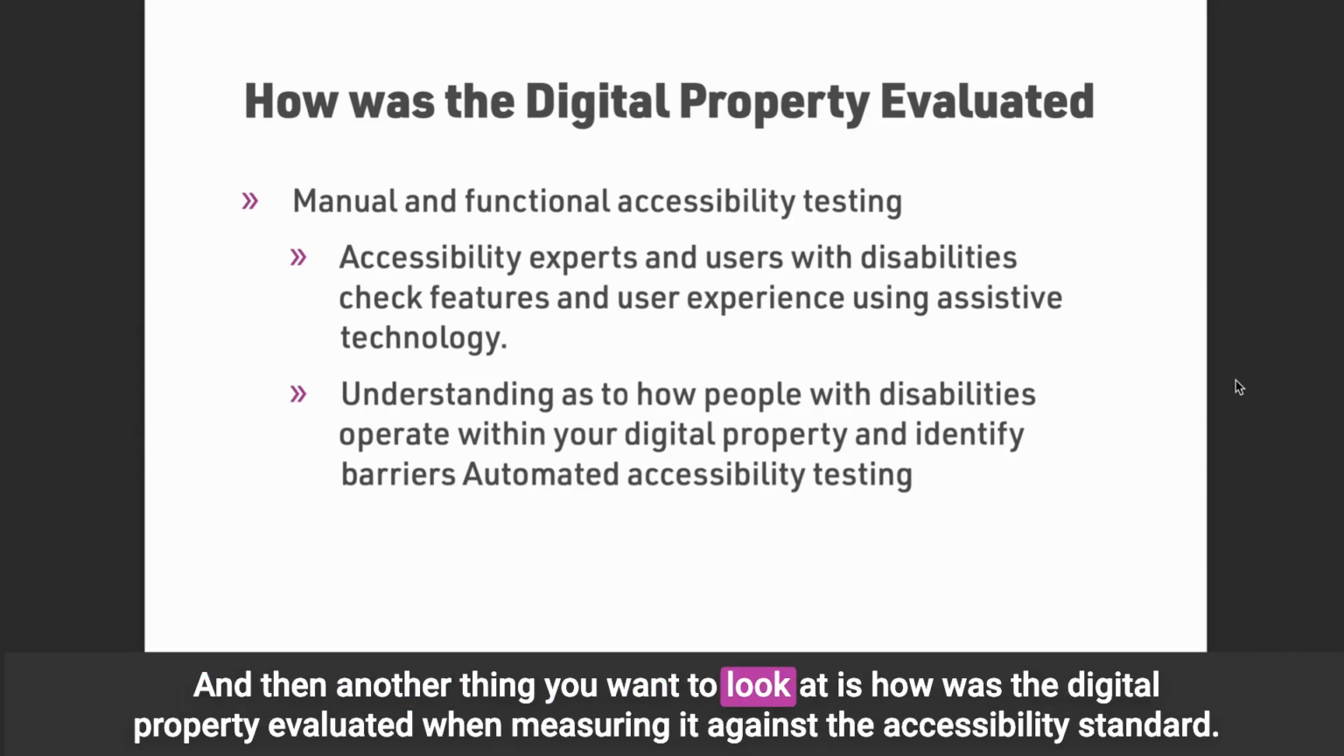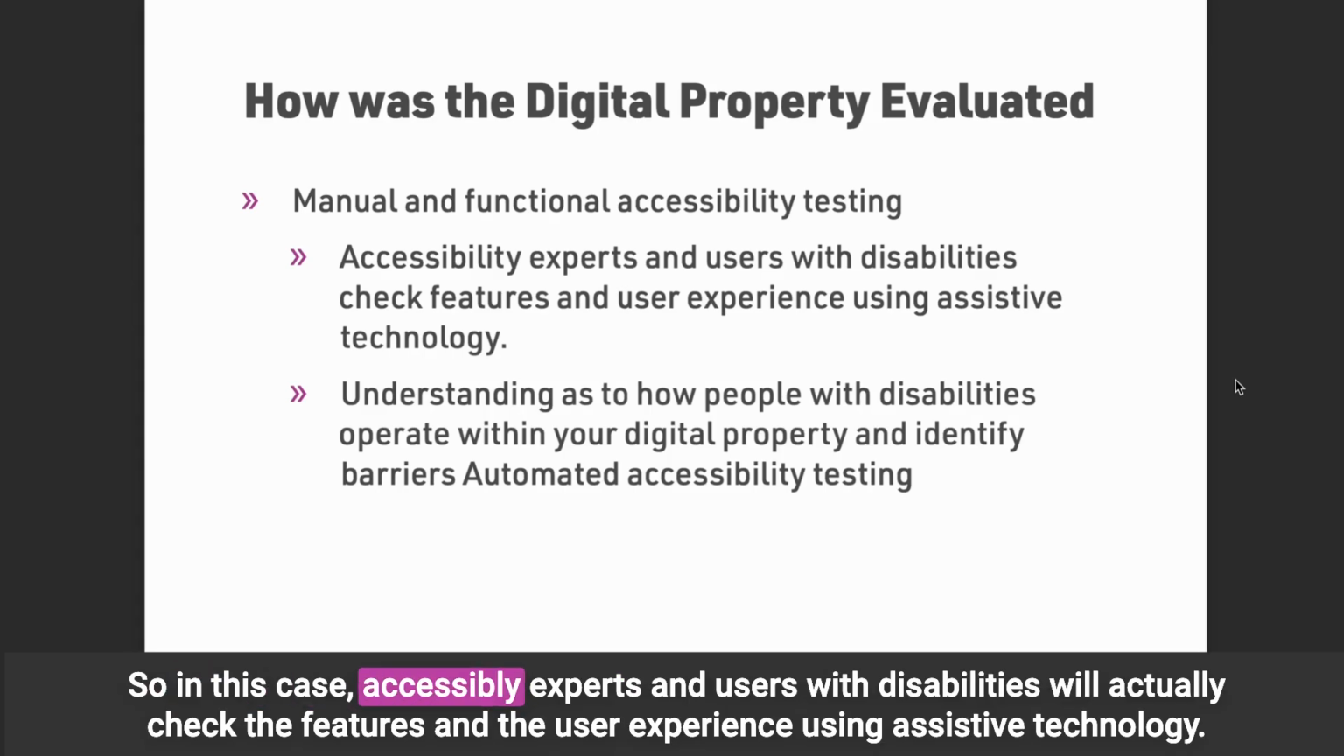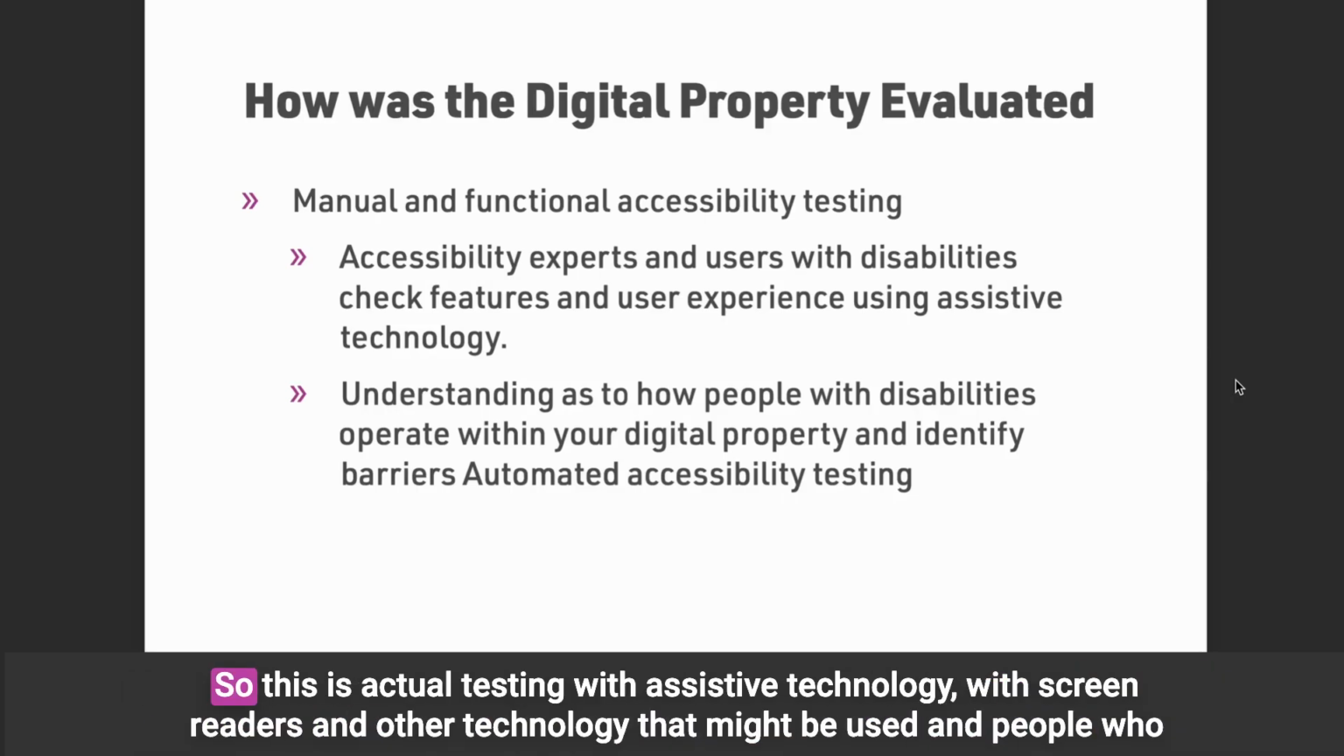And then another thing you want to look at is how the digital property was evaluated when measuring it against the accessibility standard. One way of looking at how a digital property weighs in is to do manual and functional accessibility testing. In this case, accessibility experts and users with disabilities will actually check the features and the user experience using assistive technology.